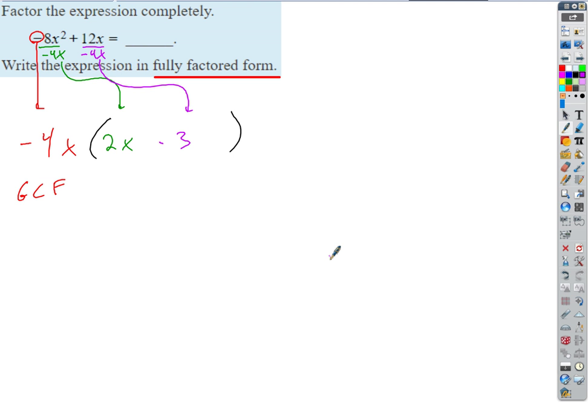Multiply it out, yeah. And I see if I get that back, right?